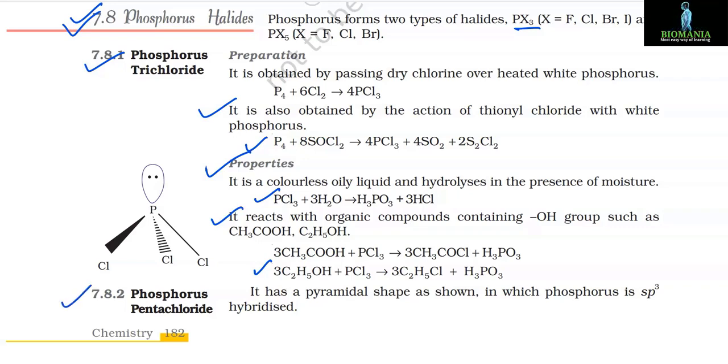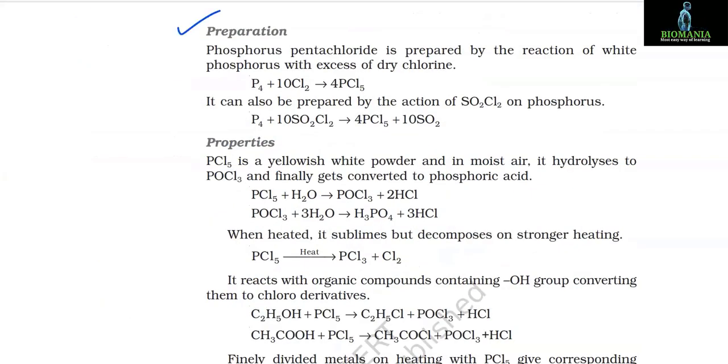7.8.2 Phosphorus pentachloride. It has a pyramidal shape as shown, in which phosphorus is sp3 hybridized. Preparation: phosphorus pentachloride is prepared by the reaction of white phosphorus with excess of dry chlorine. P4 + 10Cl2 gives 4PCl5. It can also be prepared by the action of SO2Cl2 on phosphorus: P4 + 10SO2Cl2 gives 4PCl5 + 10SO2.